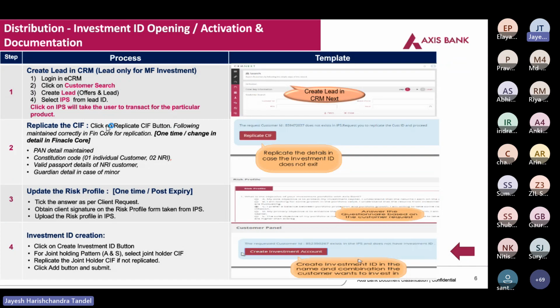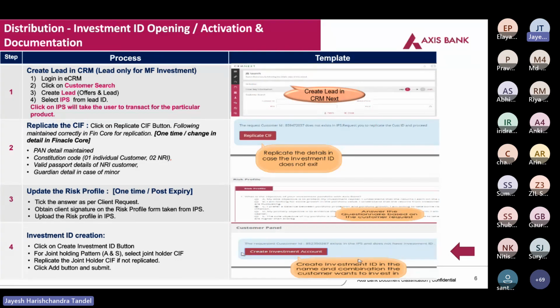Once you come to the IPS, the system first checks whether that customer's custody is replicated in the IPS. The replication process is where all the customer's demographic details get fetched from the FinAcl system to the IPS system. Once you click on replicate, at the back end all demographic details from FinAcl get fetched to the IPS system. Once you complete the replication, our next step is the risk profile. The risk profile is the customer risk profile, which is mandatory for doing an investment for the customer. The risk profile is valid for 1 year.